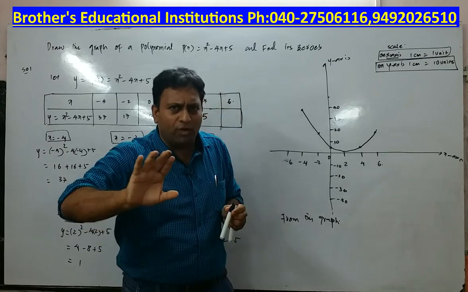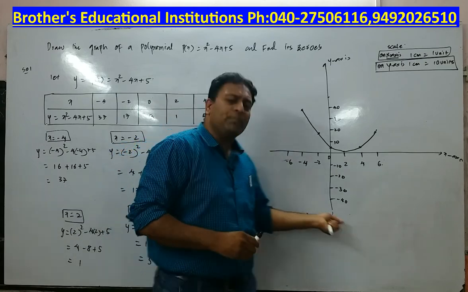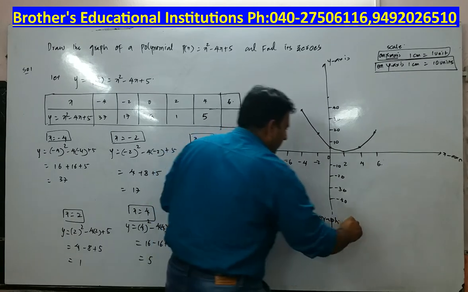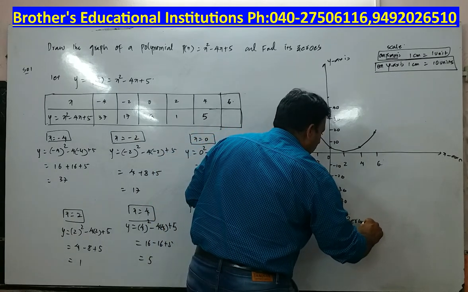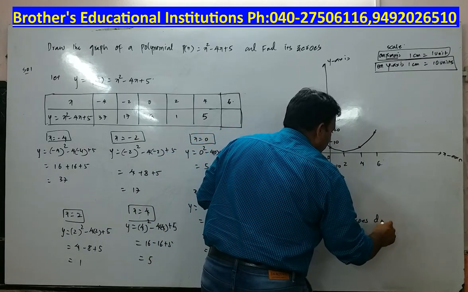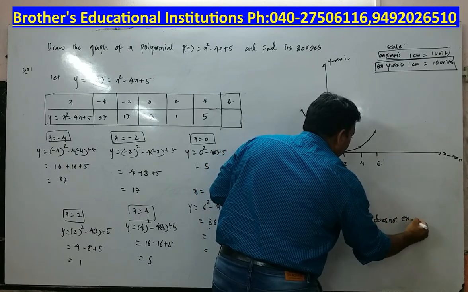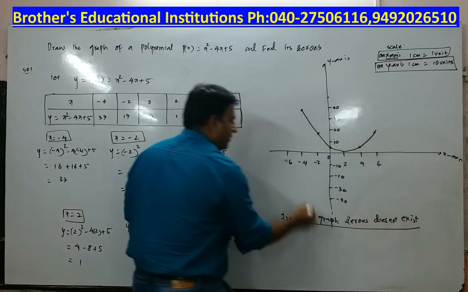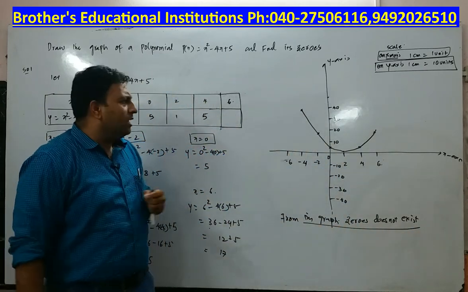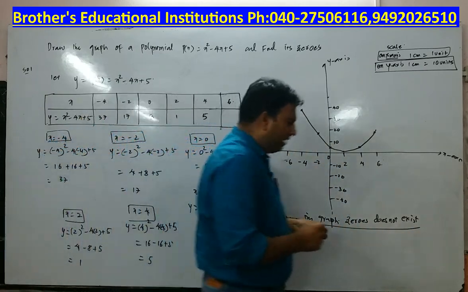Right now that is not of your interest. Right now I will say from the graph, zeros does not exist, right? So this is what you have to mention. So I am sure this graph is very clear to you.